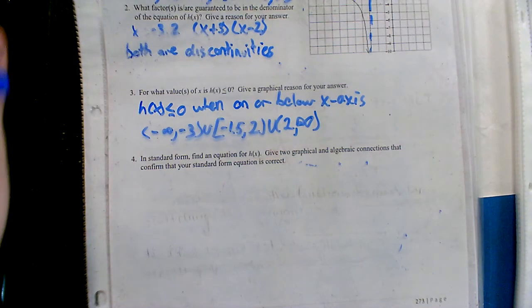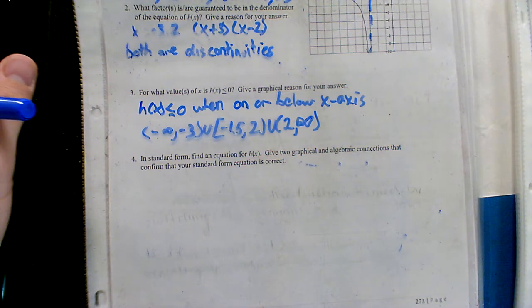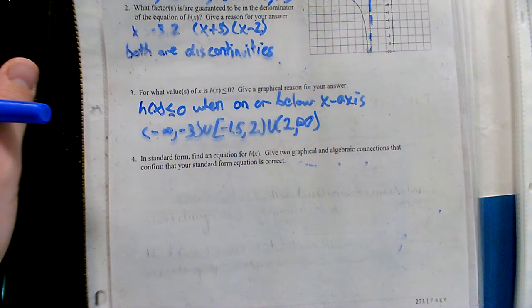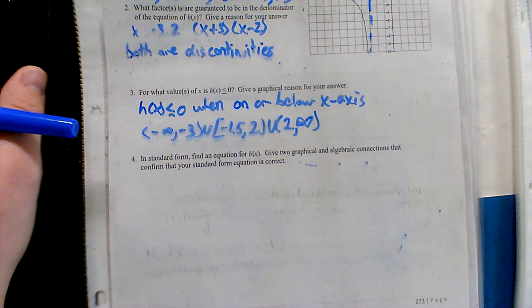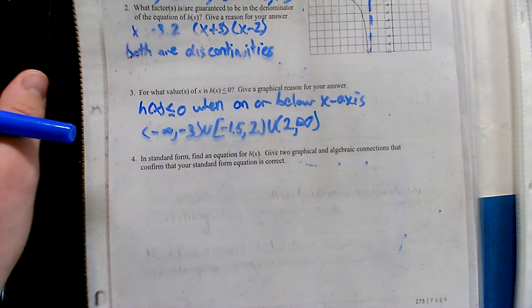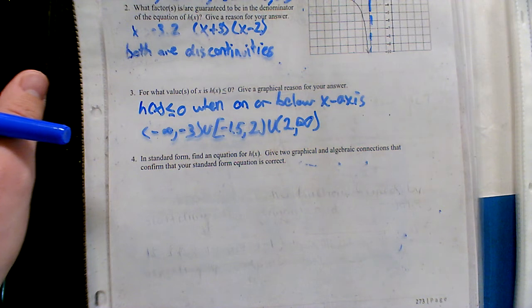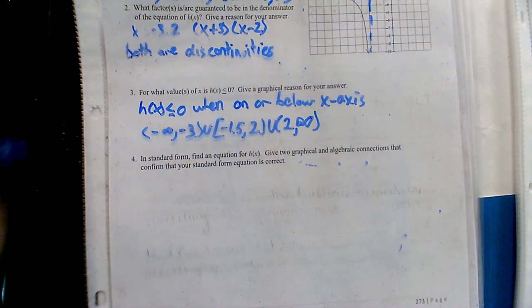And the last portion at the bottom. It says it wants standard form. Find the equation of h of x. Give 2 graphical and algebraic connections that confirm that your standard form is correct. So again, we have found standard form. We did that yesterday. But first, you need to find your factored form, and then you can find your standard form. Now remember, some of them, this one may be one of those. Yesterday, when we were finding those, had a trick. Once you found the factored form and you tried to change it to standard form, you may have had to multiply by something to get your answer to be correct. So double check your answers.